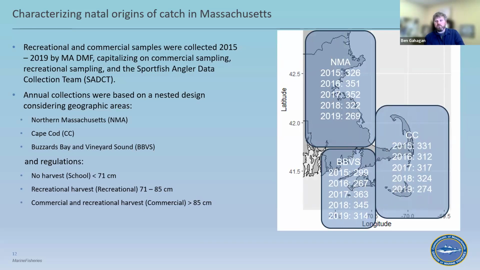All the Massachusetts samples came from our collection programs that DMF already conducts on an annual basis. So it really illustrates how future genetic monitoring programs could easily be incorporated into the current agency activities. A lot of other states are doing a lot of the same sampling. So hopefully it would be an easy lift if we can get a pathway forward for that.